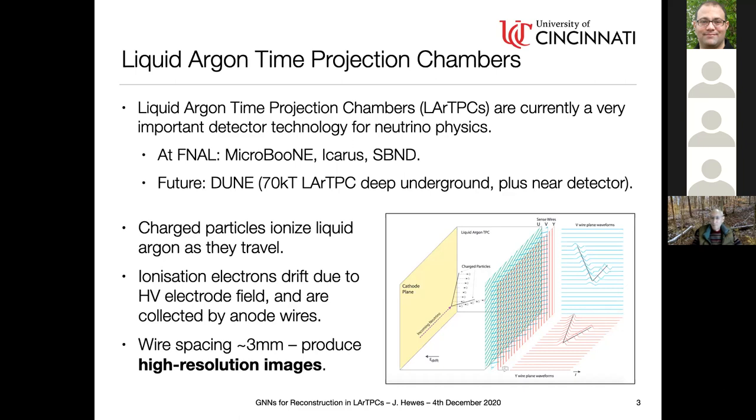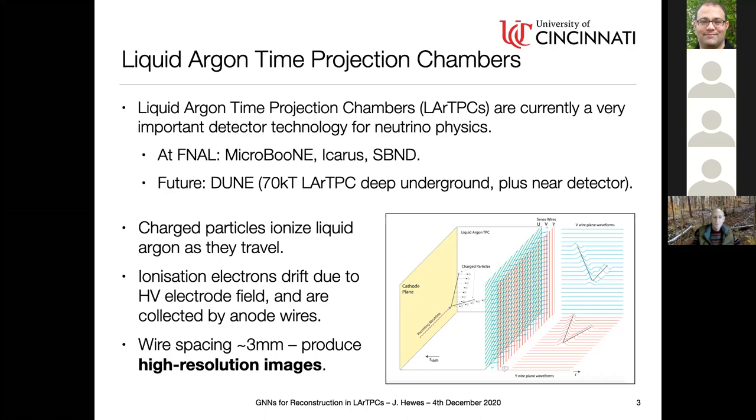The basic principle behind this detector technology is you have this cryogenically cooled cryostat of liquid argon. As a charged particle propagates through that liquid argon, it's going to leave a trail of ionization electrons behind.